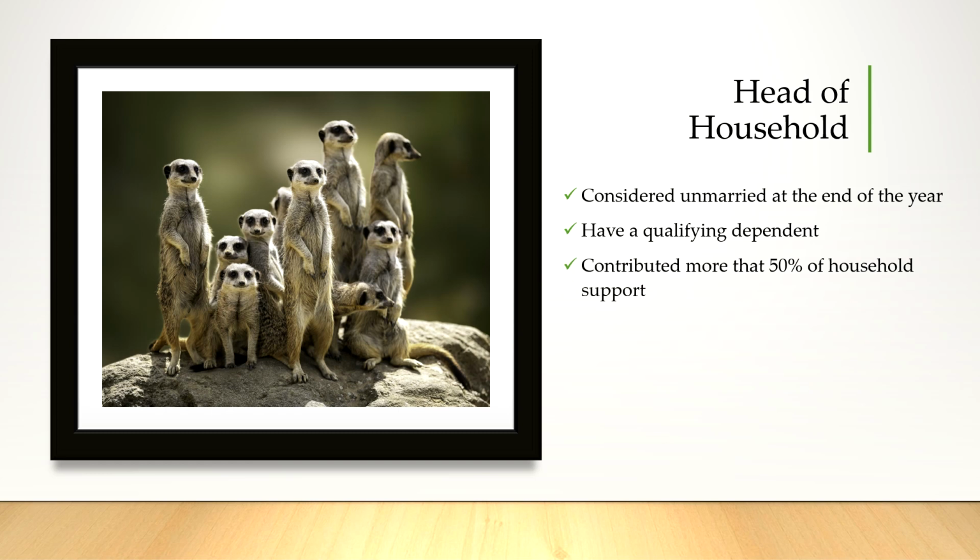Of our two special filing statuses, the first one we will discuss is head of household. In order for a taxpayer to file as head of household, they must be considered unmarried at the end of the year. And we'll talk more about an important caveat to this in our next slide. They must also have a qualifying dependent, which we'll discuss in a couple of slides what that means. And they must have contributed more than 50% of the household support.